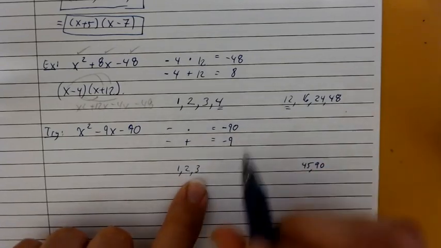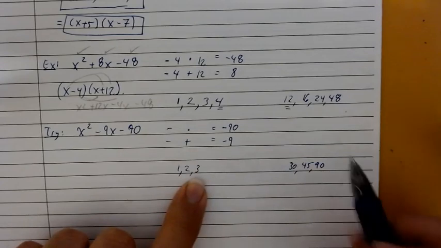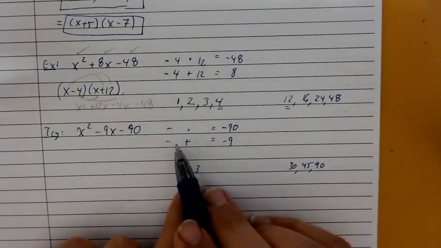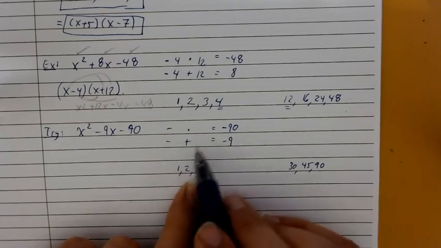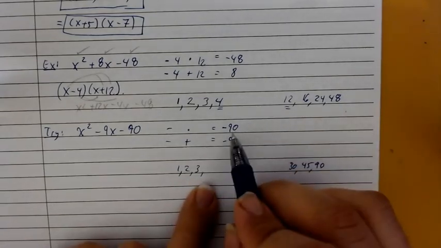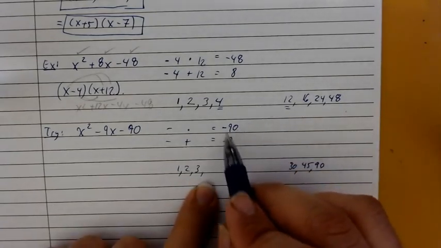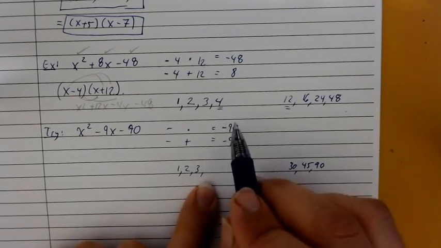Let's try 3. Yeah, I can divide 90 by 3. I'll get 30. But that doesn't work here either, because negative 3 plus 30 is 27. Or if I flip them, I get negative 27. So that doesn't work either. Can I divide that by 4? No, I can't actually. If I divide 90 by 4, I don't get a whole number. I don't get an integer.